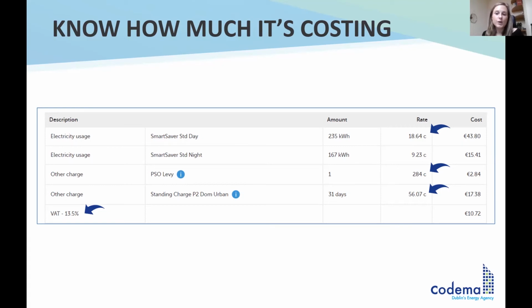You also have your standing charge, which is the fixed charge set by your supplier, and this will vary per supplier. And then finally, you have your VAT at 13.5%. The PSO levy and VAT rate won't change no matter what supplier you're with, but the standing charge and unit price of electricity will vary per supplier.